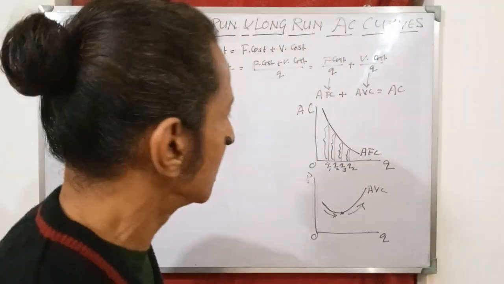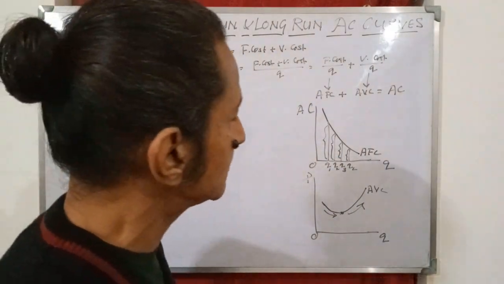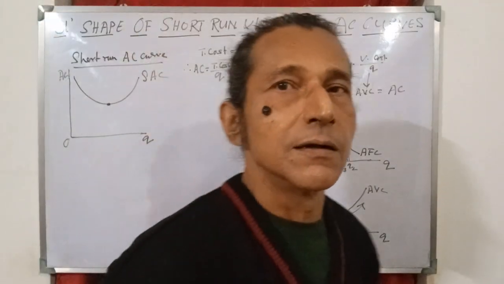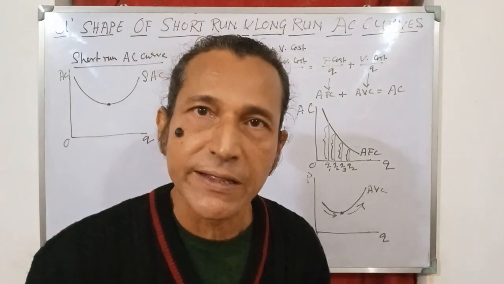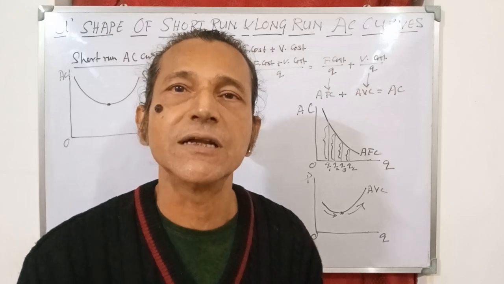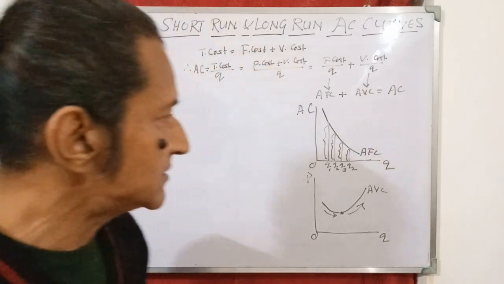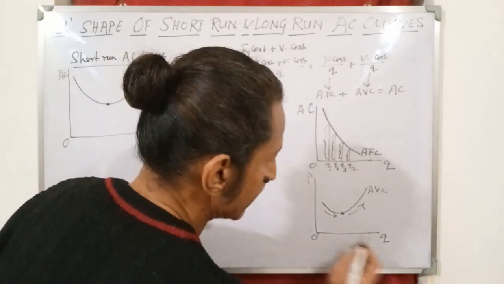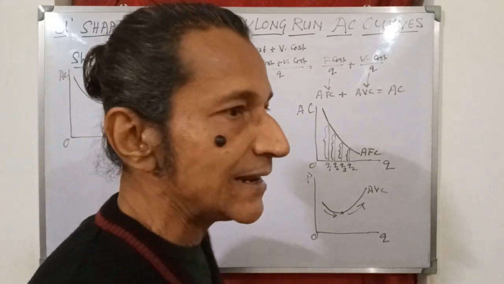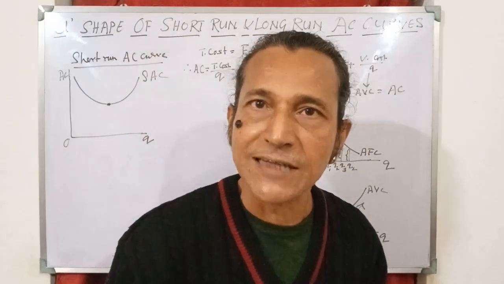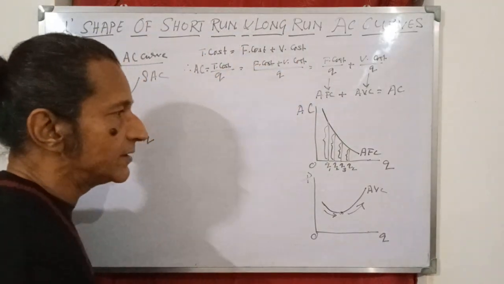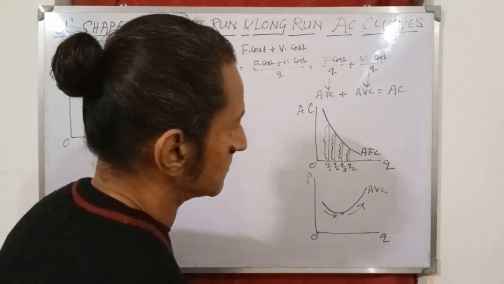And why does this happen? This happens because as production increases, managerial experience increases and the factors of production are more efficiently used. And this efficiency reaches a maximum point, so average variable cost reaches its minimum, then that efficiency comes down. As a result, average variable cost goes up. That's why we get a shape like this of AVC.